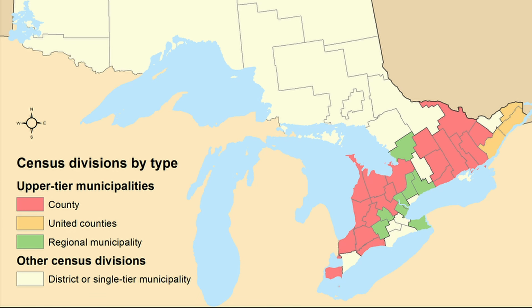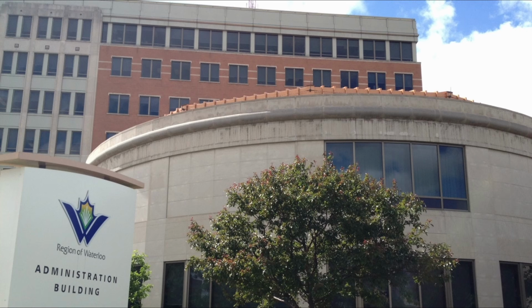Regional municipalities, much like the ones in Nova Scotia, have more responsibilities than the counties or united counties. For example, they have to manage over their transit and waste disposal, whereas the counties do not. That is instead left to the lower tier municipalities.